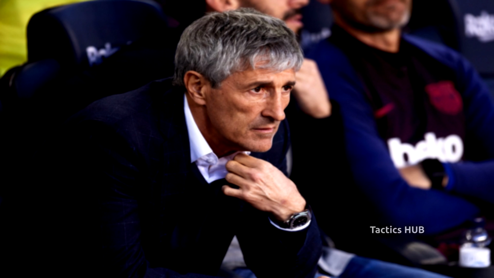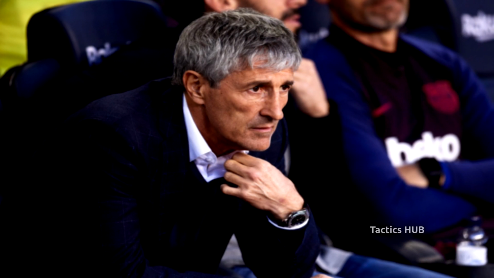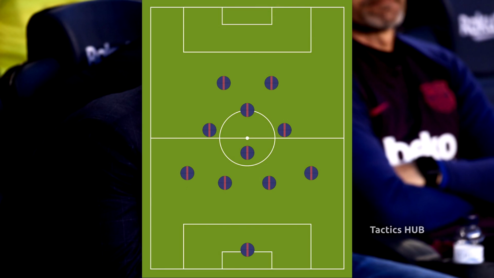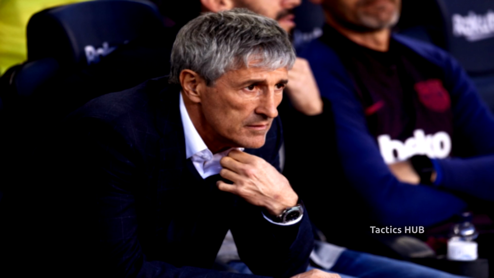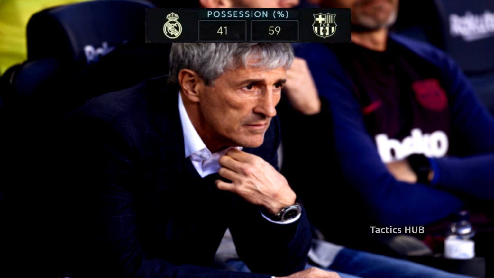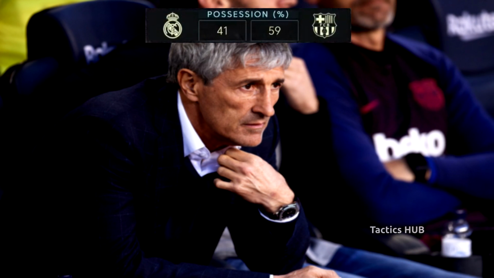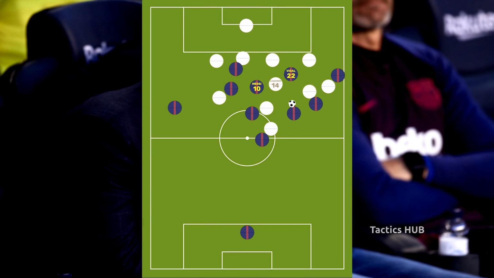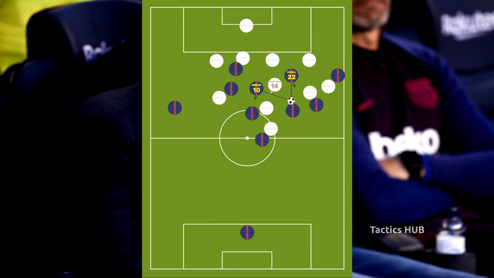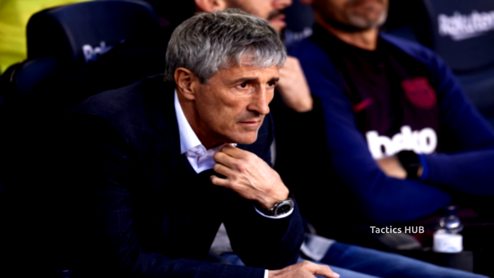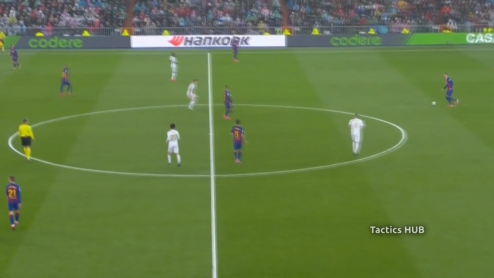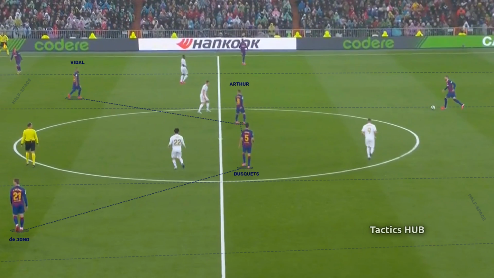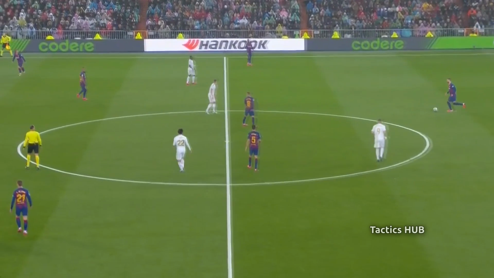By the way, to execute Quique Setien's plan, it was crucial to play as 4-4-2 instead of 4-3-3. That's because Barcelona wanted to have total control over possession, which they were able to achieve in this match. Quique Setien's goal was to force Real Madrid to mark multiple players at once. So he had Arthur and Busquets play as deep-lying midfielders, while Vidal and De Jong were told to advance up the field into their respective half spaces.